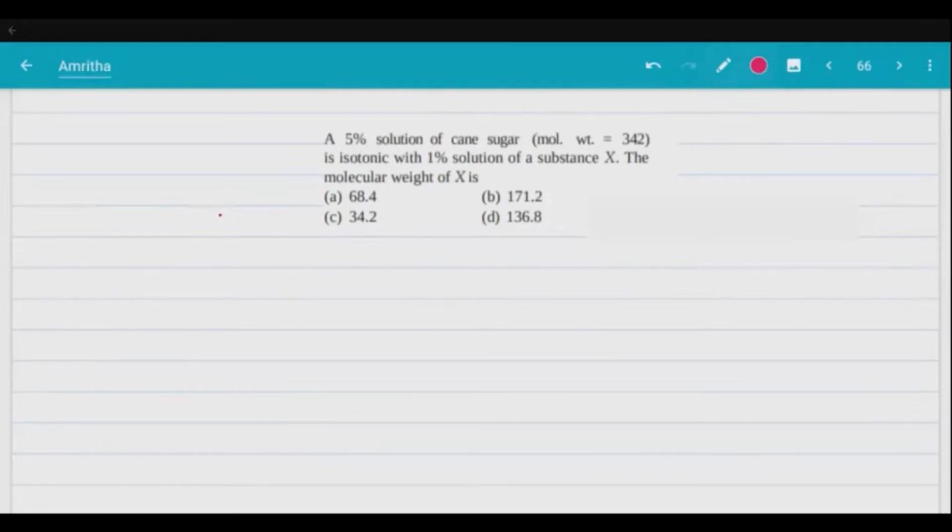So this question is about isotonic. Do you know what isotonic means? Anybody knows what is isotonic? Isotonic means, let me define this. Isotonic means same osmotic pressure. Okay, same osmotic pressure.